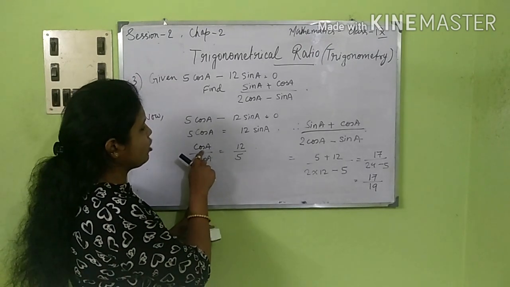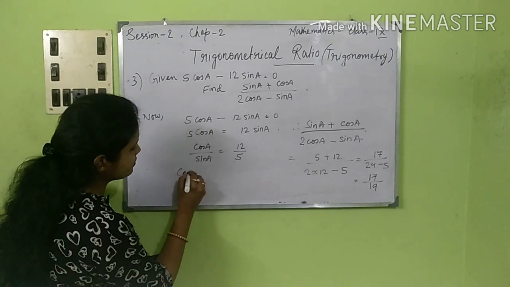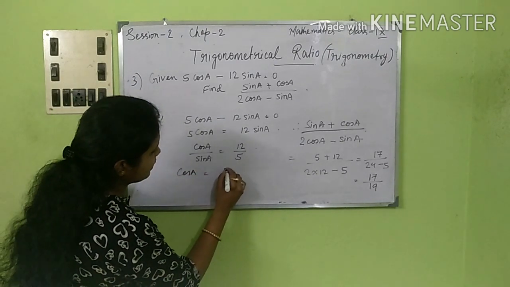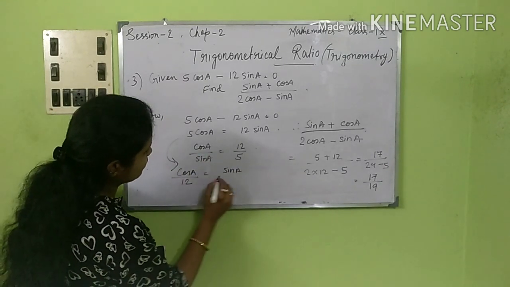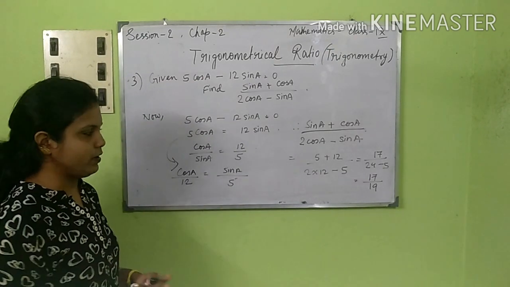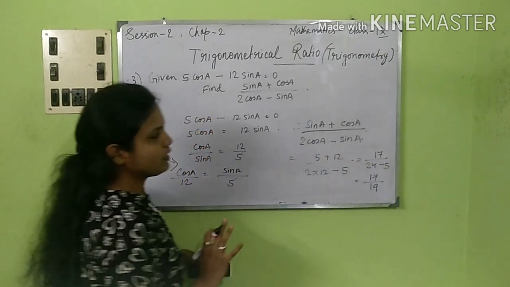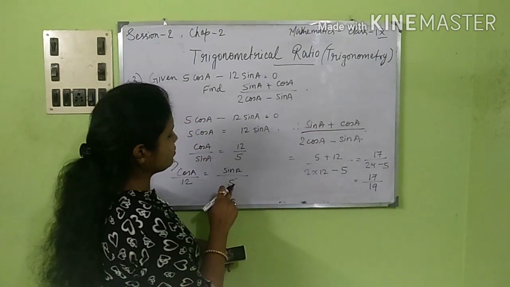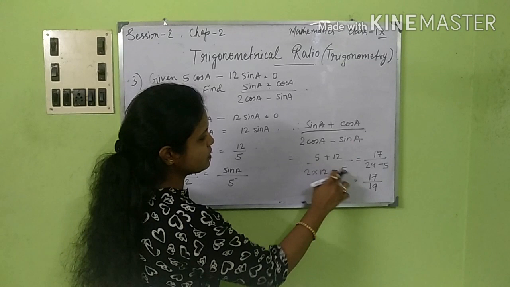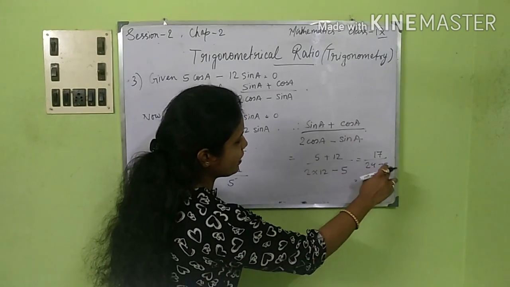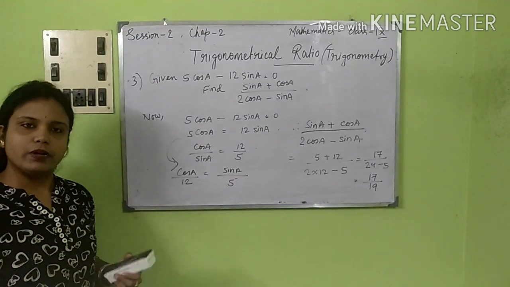So here you can say cos A is equal to 12, sine A equal to 5. You can also take it in the other way, that is cos A equal to sine A, as you had from this particular step, okay, by 12 by 5. This also you can write. That means cos value is coming to 12, sine A's value is coming to 5. Now just simply put down the values. That means sine A's value is 5, so 5 plus 12 by 2 cos A means 2 into 12 minus 5. So 17 by 24 minus 5, you are getting 17 by 19. So this is your particular answer, right?